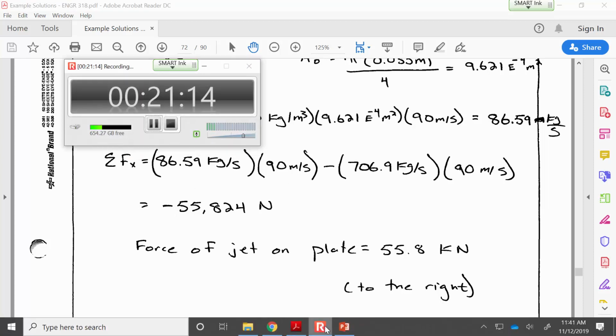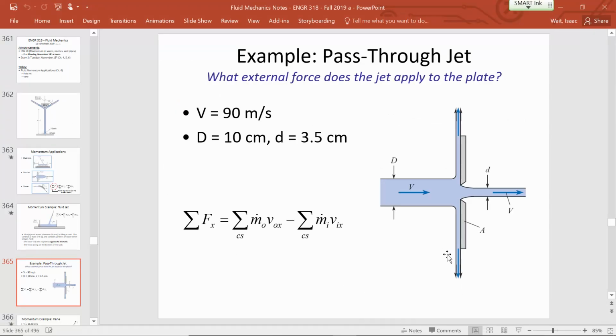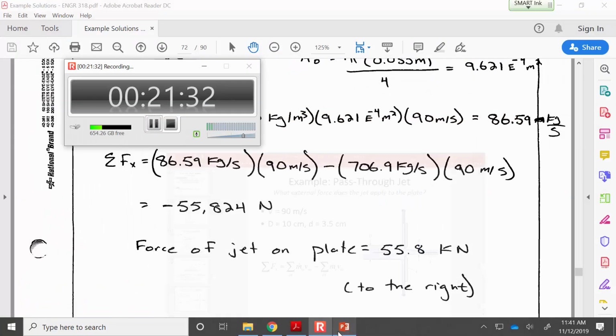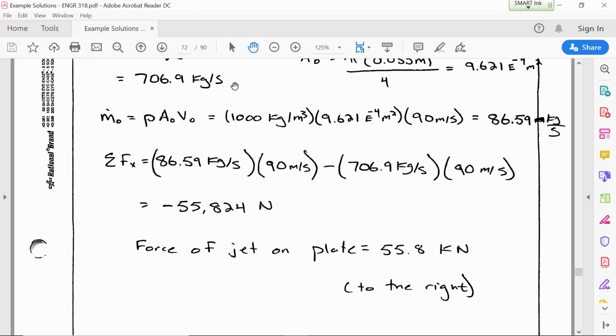If we were trying to apply an external force to this plate because we knew the jet's interacting with it, we would have to push on the plate to the left. But the question is actually asking what force the jet applies to the plate, not the external force we would hold it steady with. So then it's equal and opposite. So 55.8 kilonewtons to the right.